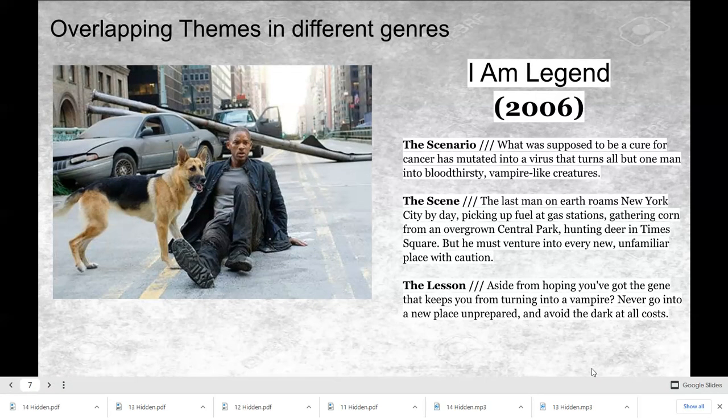So here are some examples of overlapping themes in different genres. This is a movie called I Am Legend.